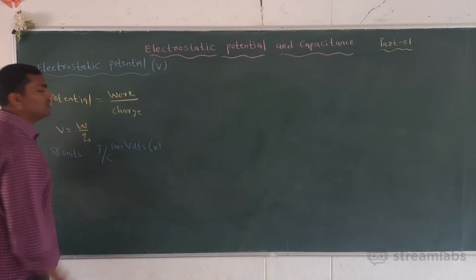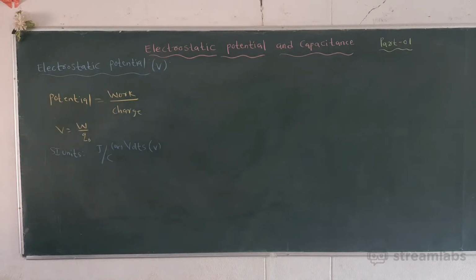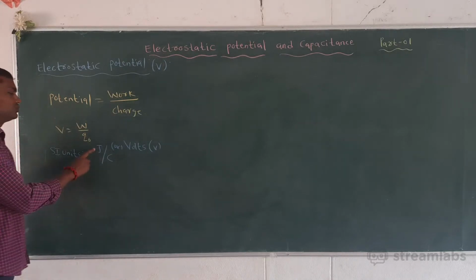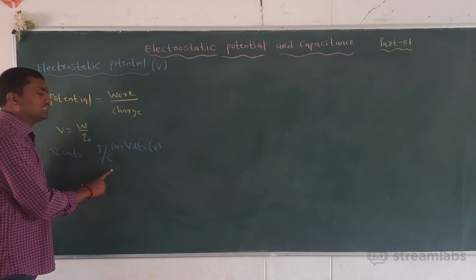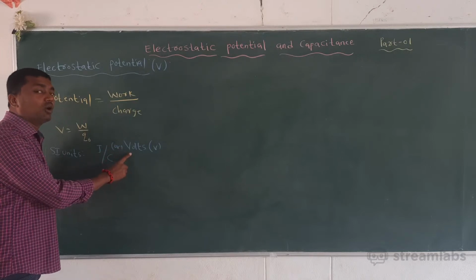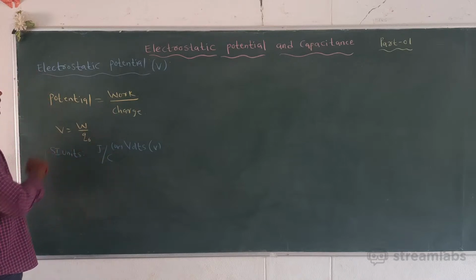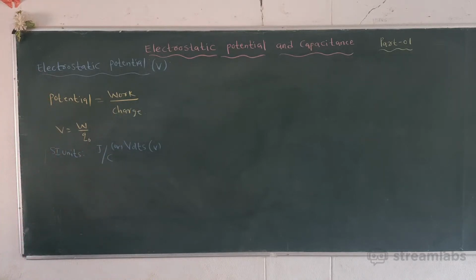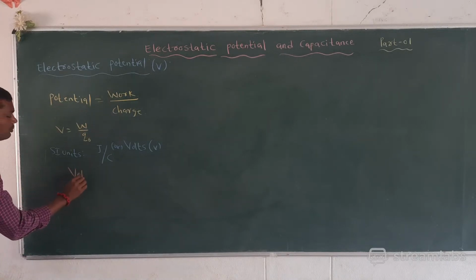Simply we can write it by V. So the electrostatic potential will be measured in joule per coulomb, or in terms of volts. The electrostatic potential is measured by an electronic device called a voltmeter.